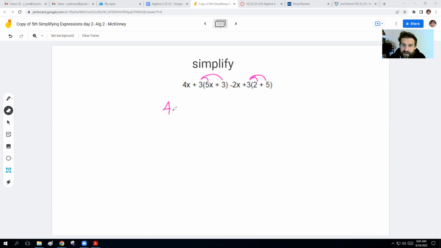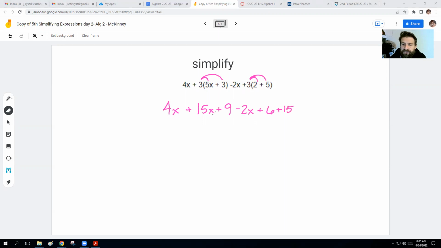All right, we've got 4x plus 3 times 5x is 15x. 3 times 3 is 9. We've got a minus 2x, and then we'll distribute this 3 here. 3 times 2 is 6. 3 times 5 is 15.